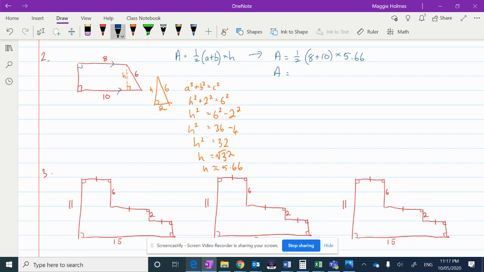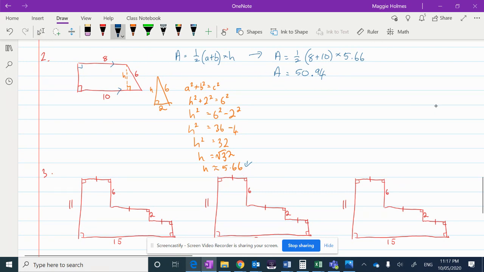So that's 9 times 5.66, which is 50.94. Alrighty, that's actually slightly inaccurate because I rounded this length. I mean that I rounded before I found the area.